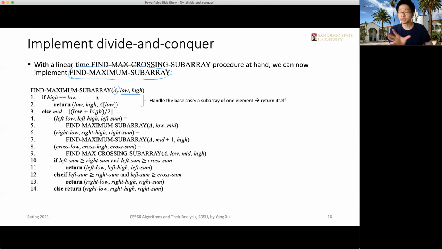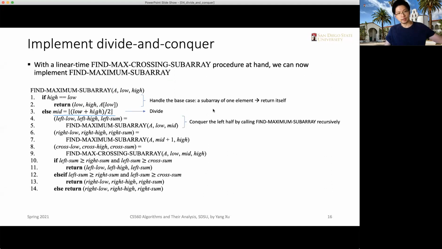We simply return the index here, low, high, and the element itself, because there's no need to compute. In other cases where there is more than one element, it's the recursive case, and we need to do the divide. How we do the divide is to compute the midpoint. The midpoint is the low index plus the high index divided by 2, rounded to the floor. That's the dividing step.